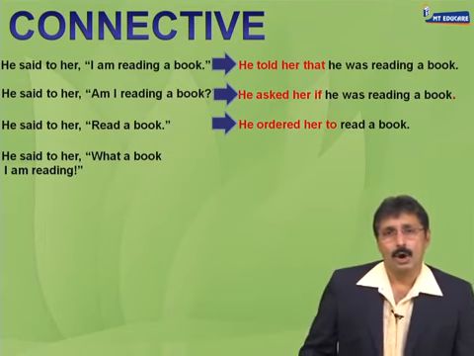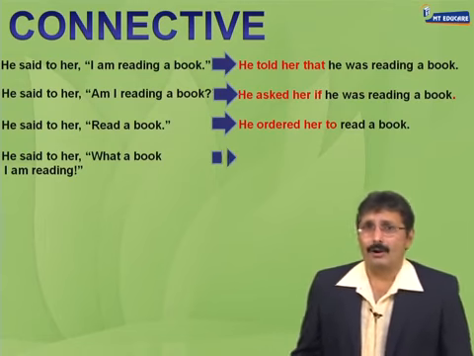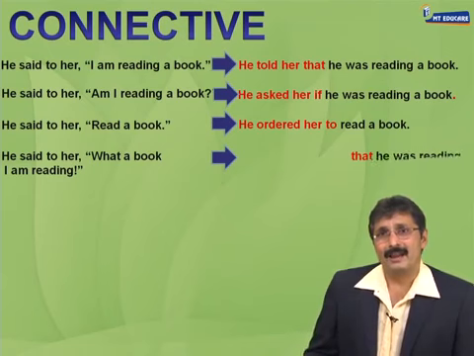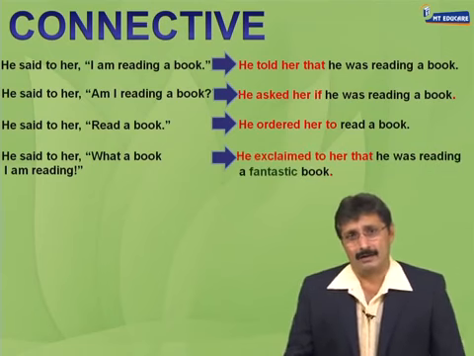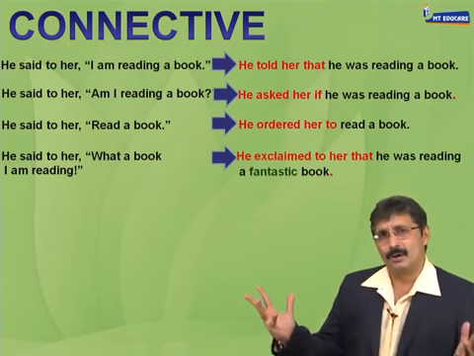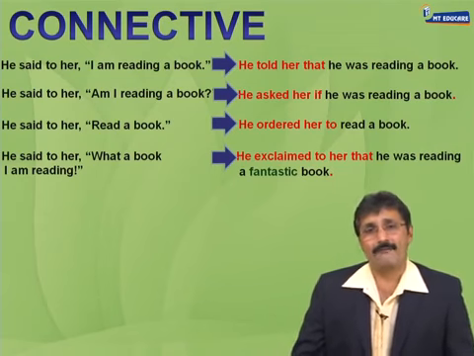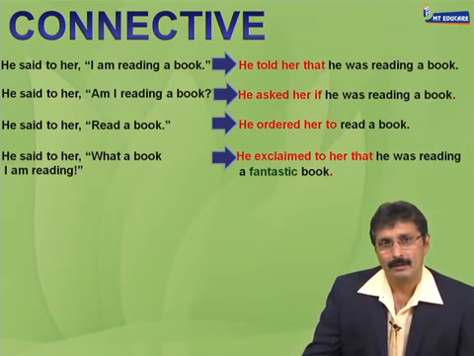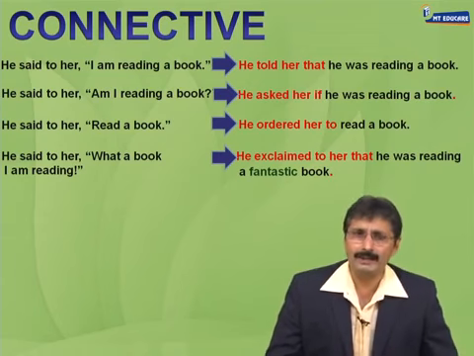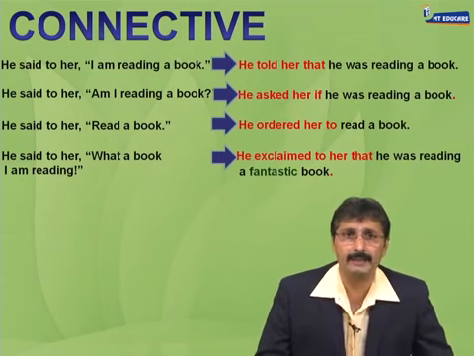He said to her, what a book I am reading. और उसका indirect speech is, he exclaimed to her that he was reading a fantastic book. Exclaimed to her. Why did I change said to exclaimed?